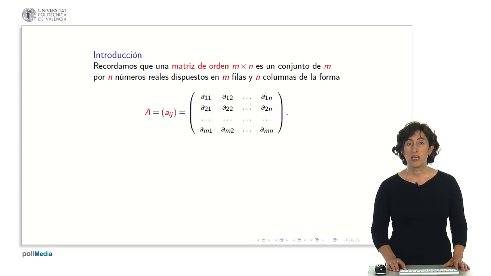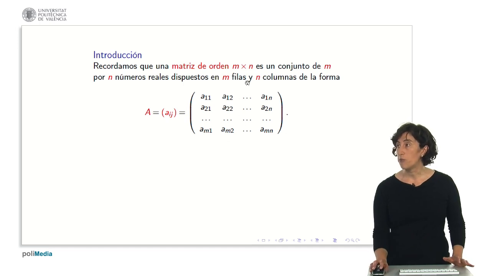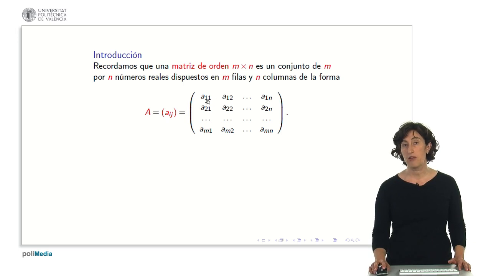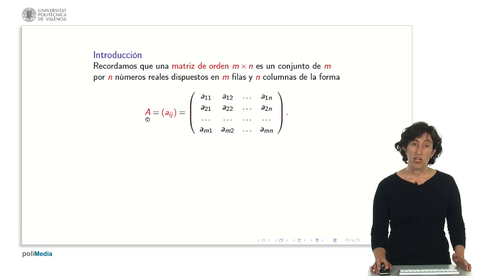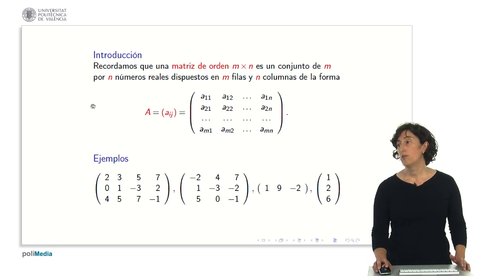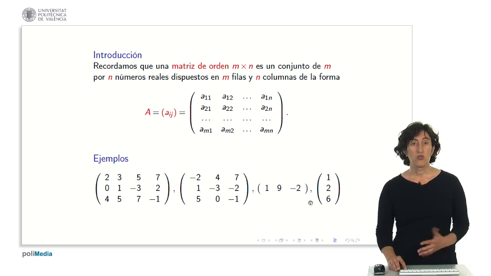So we will start by remembering that a matrix of order m times n is a set of m times n numbers that are arranged in m rows and n columns of this form. This form that we see here as a box of numbers. We will denote it as a capital A or a sub ij to simplify the notation in the calculation and in the operations. So for example, a matrix 3 times 4, 3 rows, 4 columns, a matrix 3 times 3, etc.